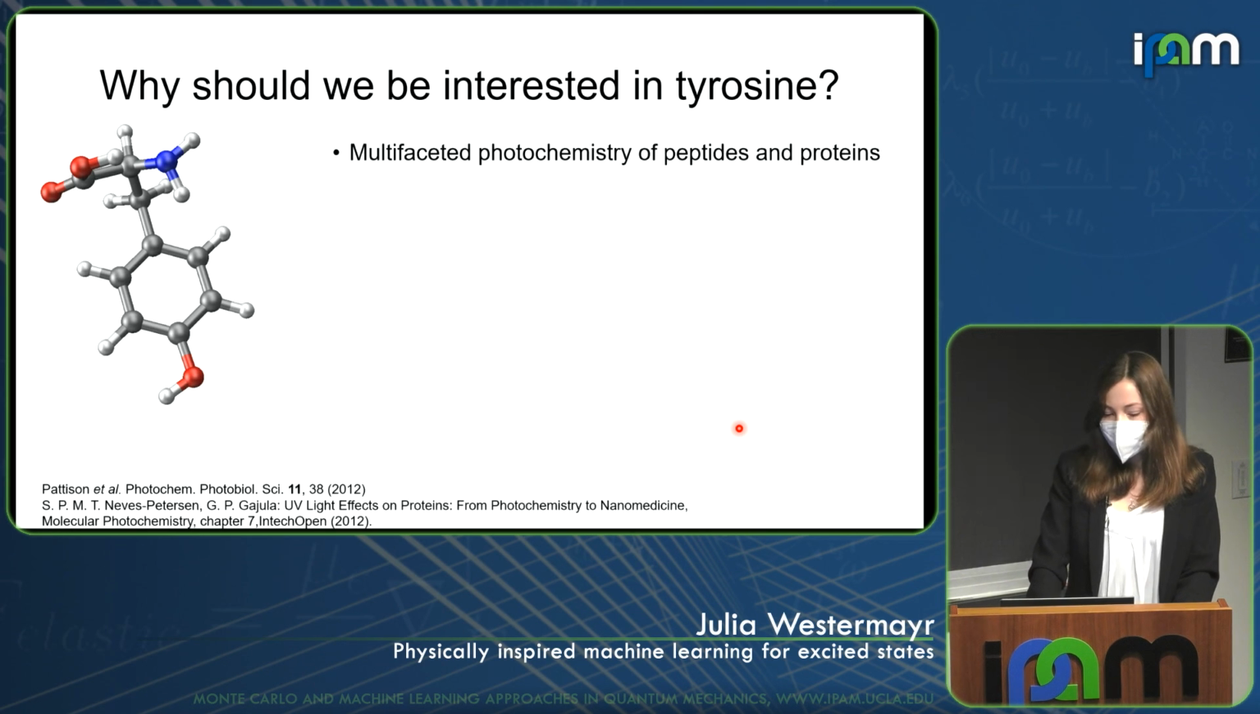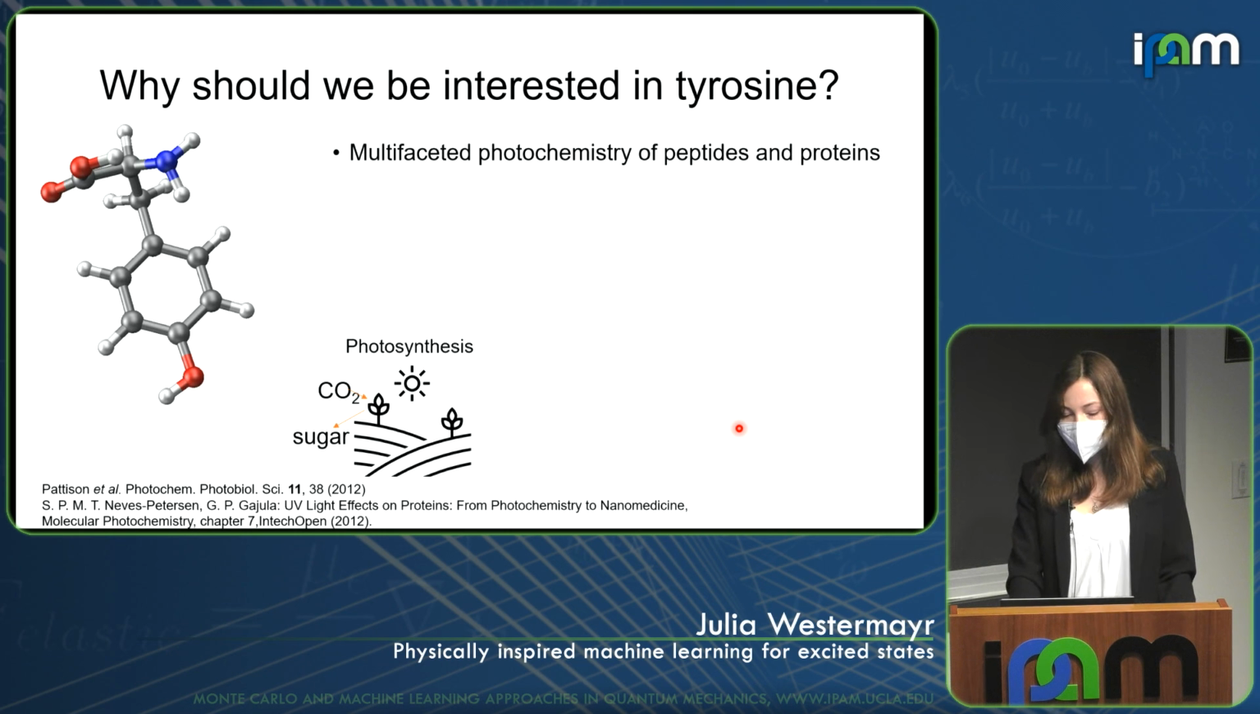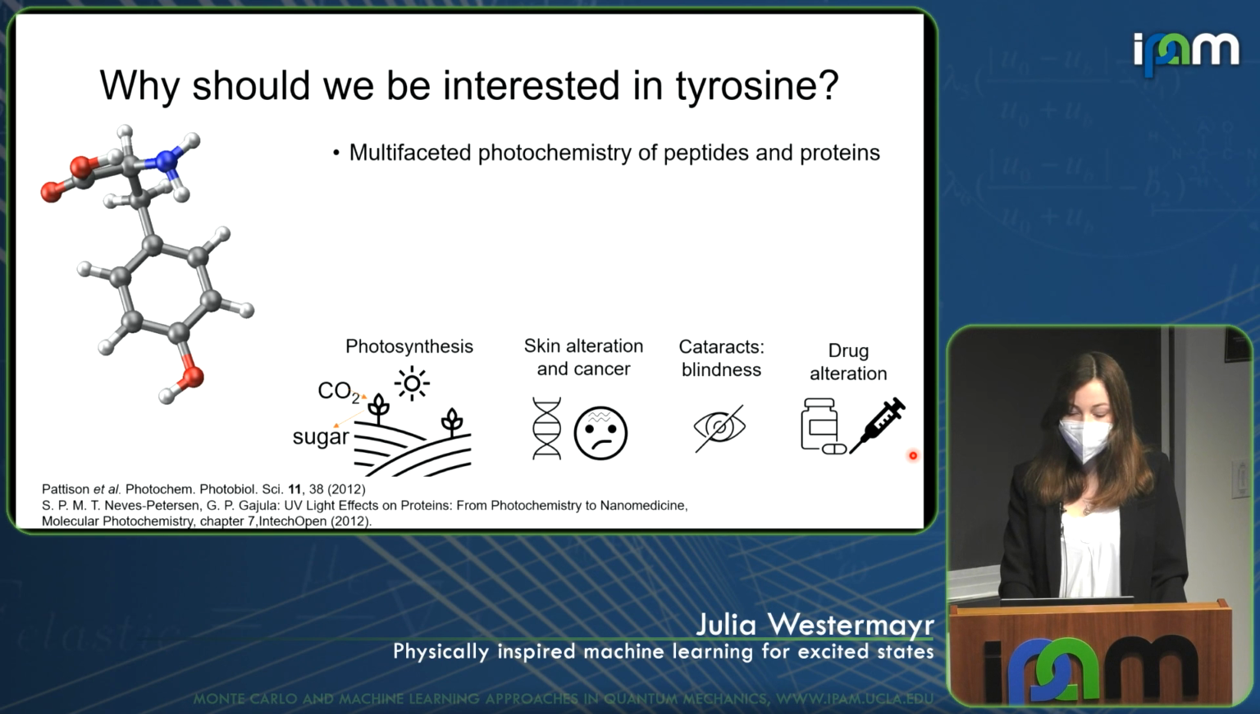Tyrosine is one of the amino acids that can absorb light in the UV visible range, and thus this gives rise to the multifaceted photochemistry of proteins and peptides. So its proton-coupled electron transfer plays a role in photosynthesis. Photodamage can lead to skin alteration and cancer, to blindness or to drug alteration.